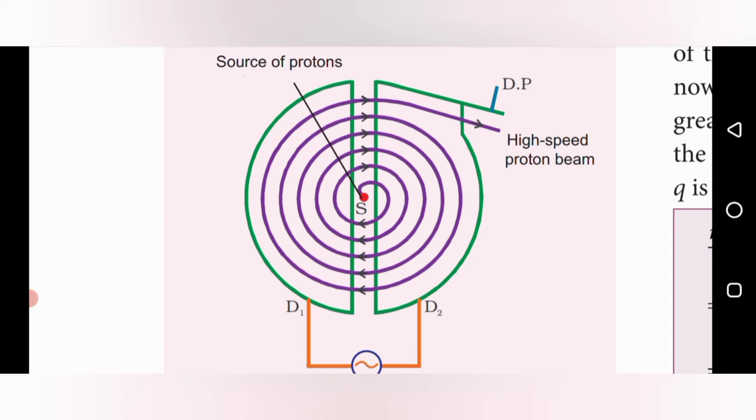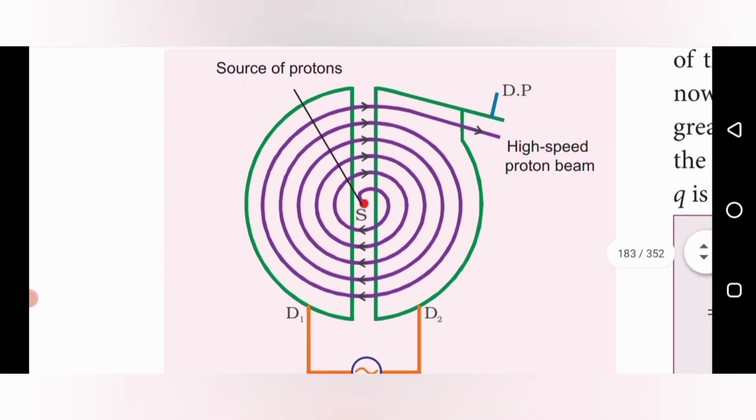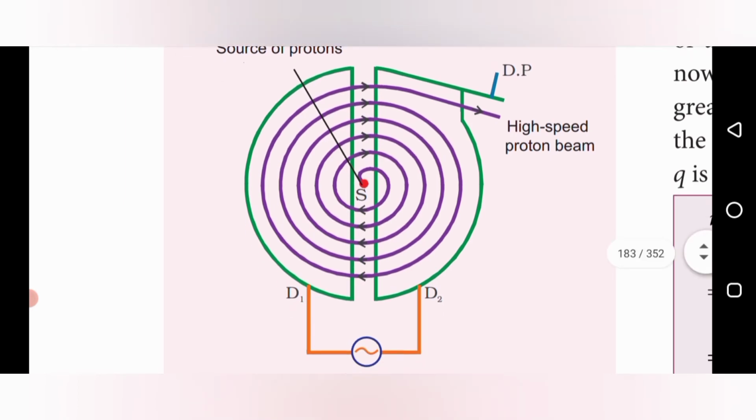Next, after one semicircular path, the ion reaches the gap between the Ds. At that time, the polarity of the Ds is reversed. Now the positive polarity turns to negative, and the negative polarity turns to positive. Because of this, it is able to attract the positively charged particle. Then the ion is now accelerated towards D2 with a greater velocity. So the circular motion occurs.